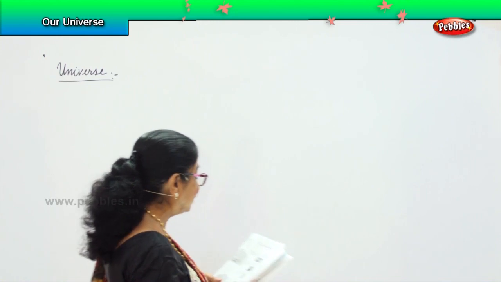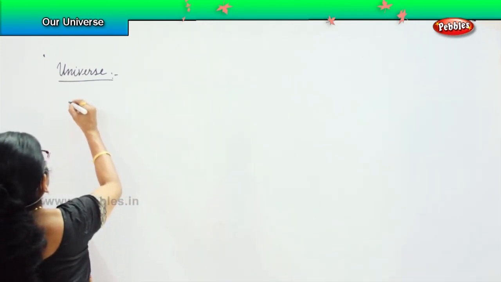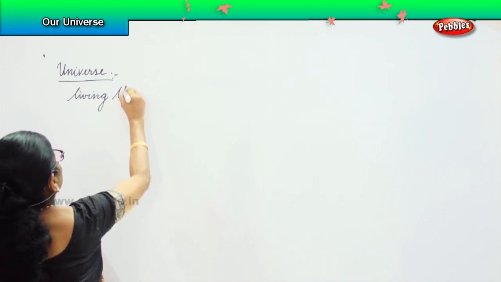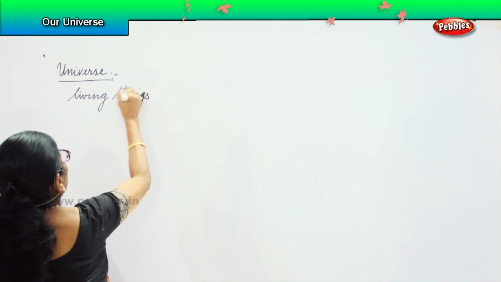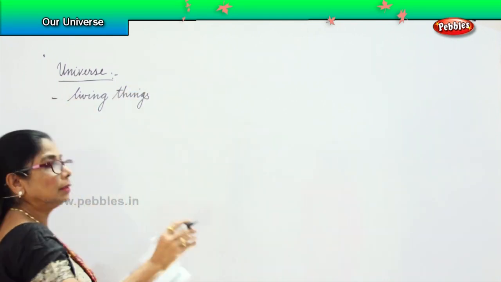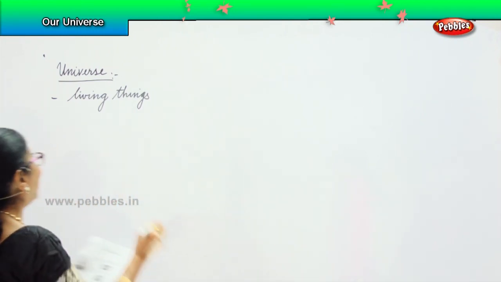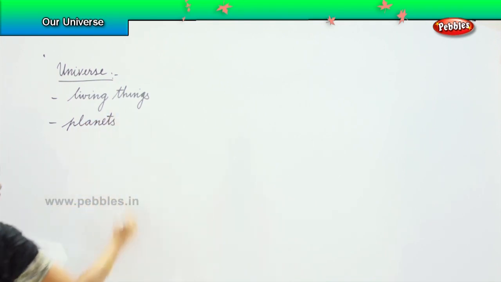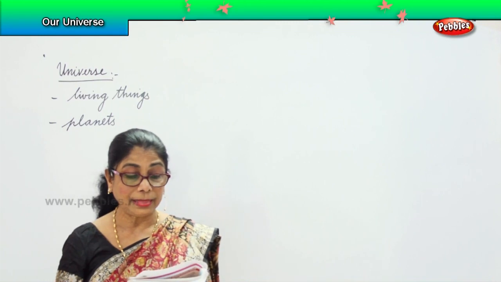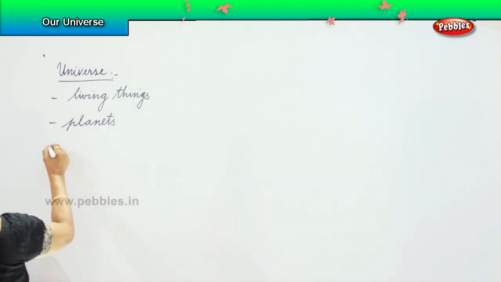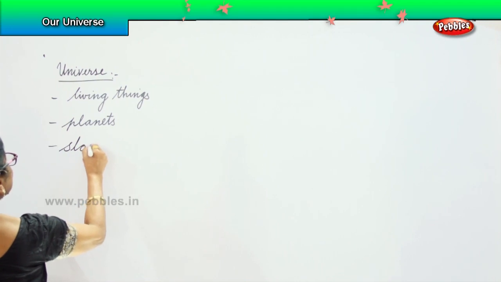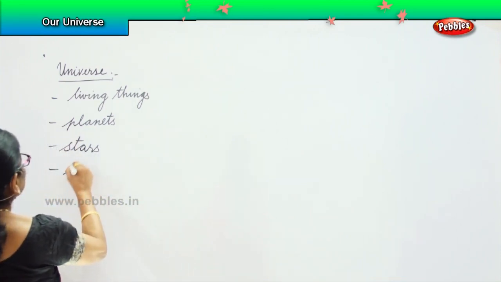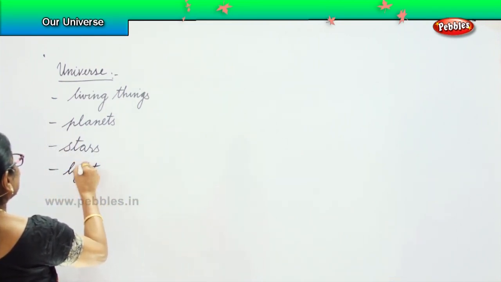So, what does it include when we say universe? All living things. All planets, all the planets that we know and that we do not know. Then all the stars we see and we do not see. And then the light, all kinds of light we see in the sky.